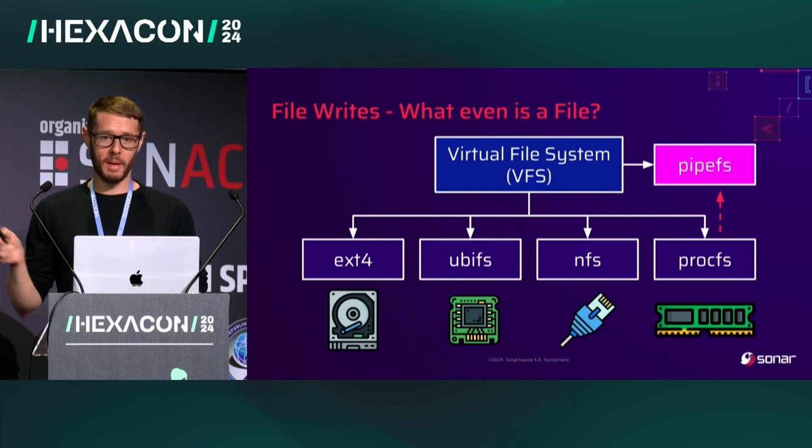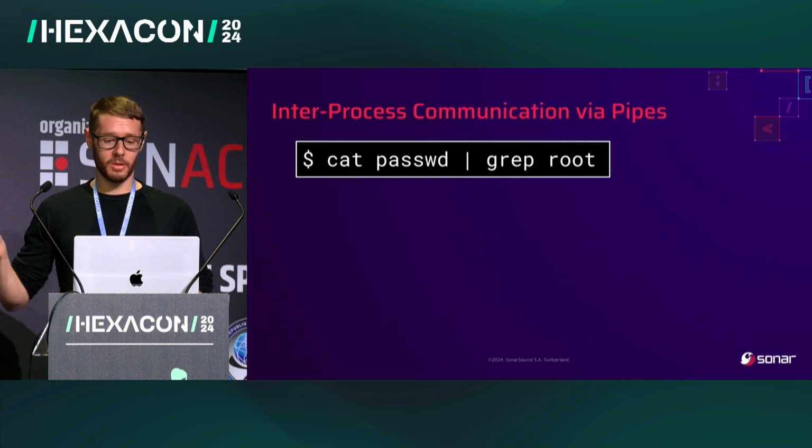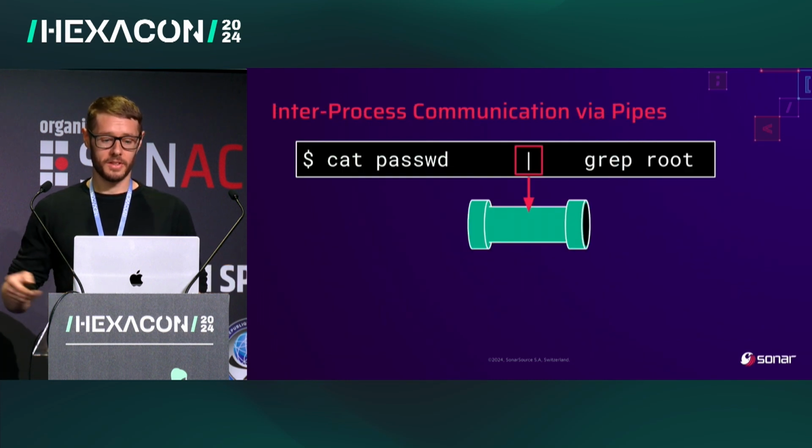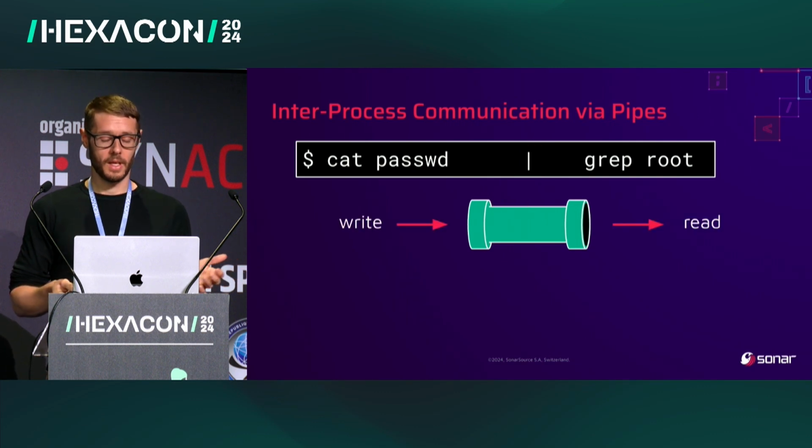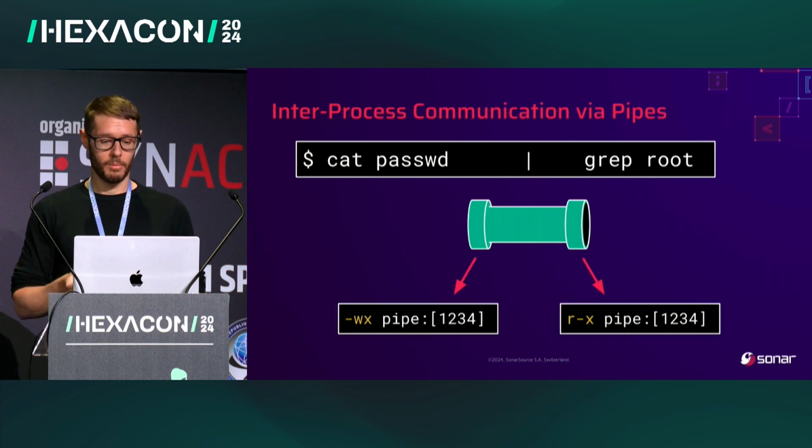Specifically, I'm talking about pipefs here. Pipefs is a file system used internally by the kernel to provide, well, pipes. So whenever you enter a shell command with a pipe symbol like this, the shell issues a pipe syscall, which tells the kernel to create a new pipe. The pipe is unidirectional. That means it has two ends, one for writing and one for reading. Because of this, the pipe syscall also returns two file descriptors, one with write permissions and the other one with read permissions.